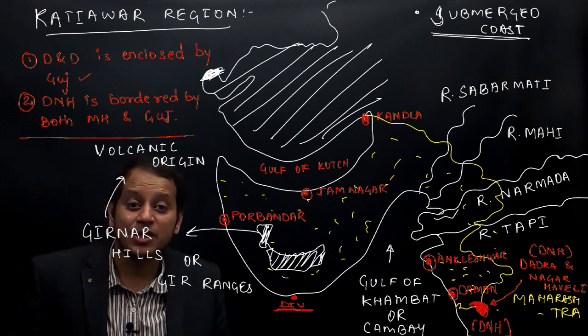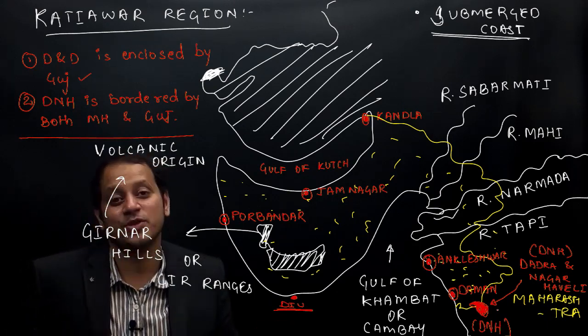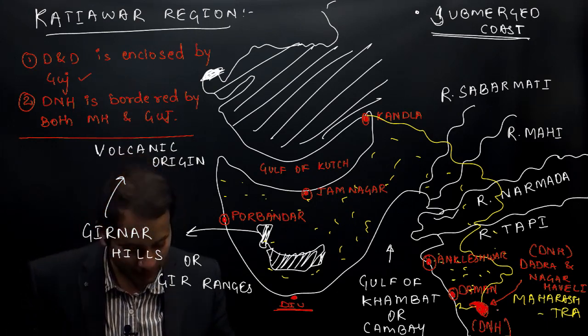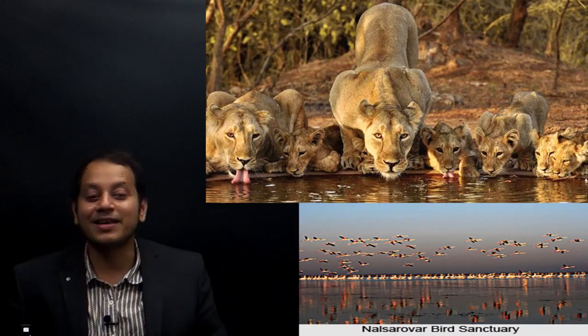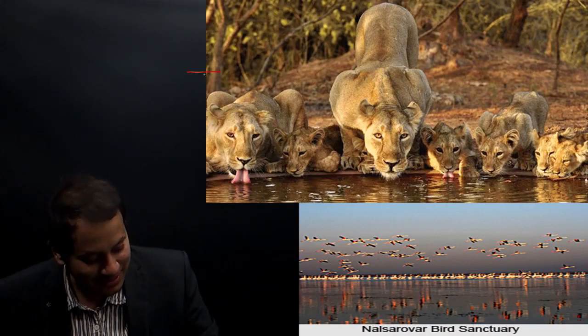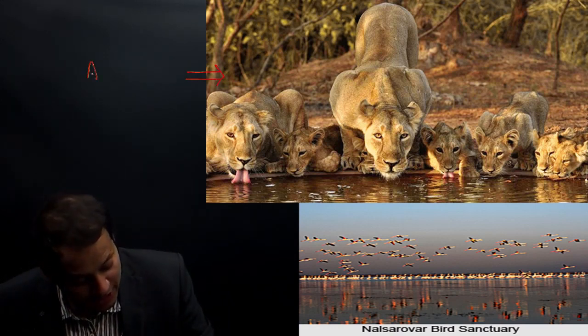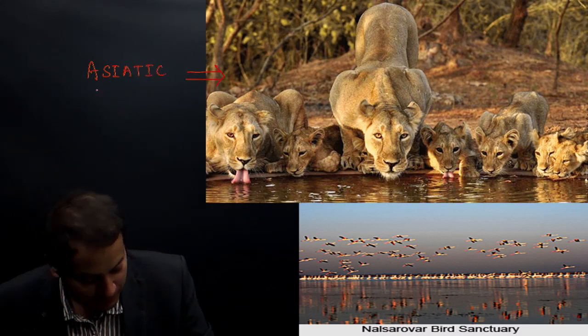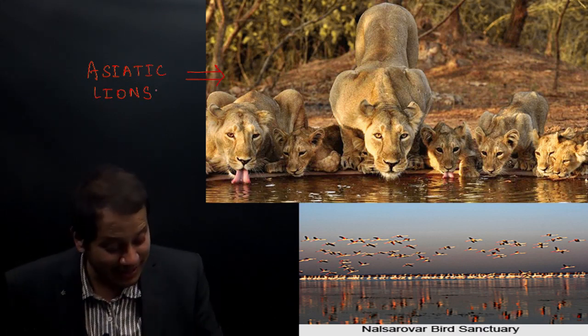Now I am asking you, why is this Gir ranges or Girnar ranges famous for? We'll see that in the next slide. Why is this Gir or the Girnar ranges famous for? The Gir or the Girnar ranges or the Gir National Park is famous as the only place for Asiatic lion in India. This is the Gir ranges or the Gir National Park.